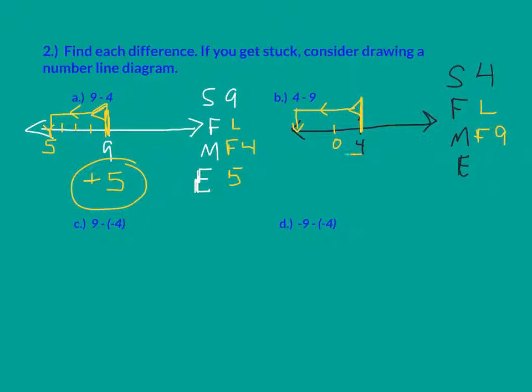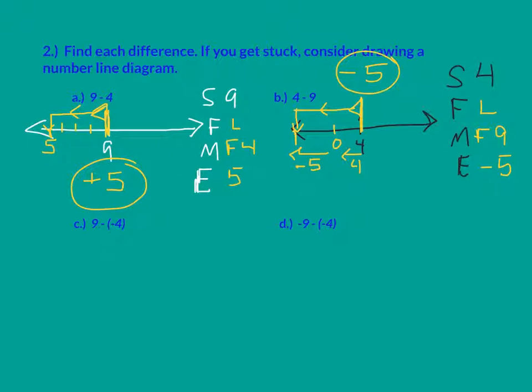I know to get from 4 to 0, that's 4 places. So of my 9, I've already gone 4 of them. I need to continue to move another 5 places. And that's where I'm going to end up. So if I'm going 5 places to the left of 0, I actually know that's going to be negative 5. So my end point is going to be -5. 4 take away 9 is -5.